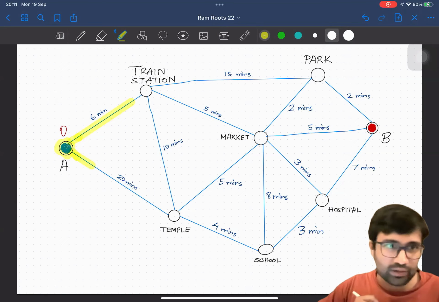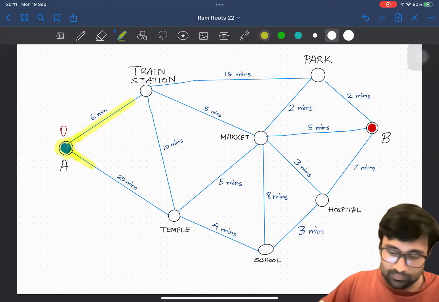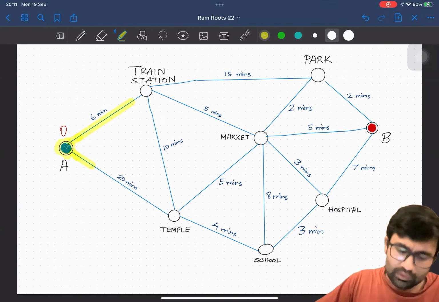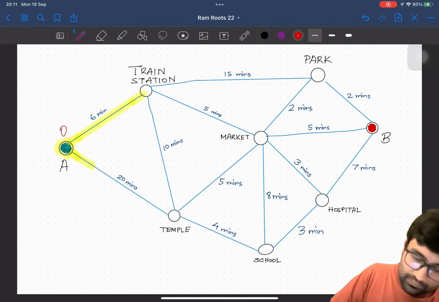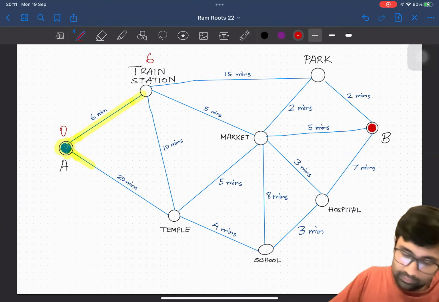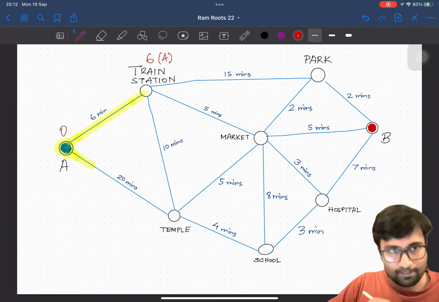Correct. Everyone understands this? Understood, right? Yes. Sir, within another 5 minutes, the fire should reach the train station because 1 minute already passed earlier. Correct. So in 1 more minute, the fire will reach. So at 6 minutes, it will reach the train station, right?